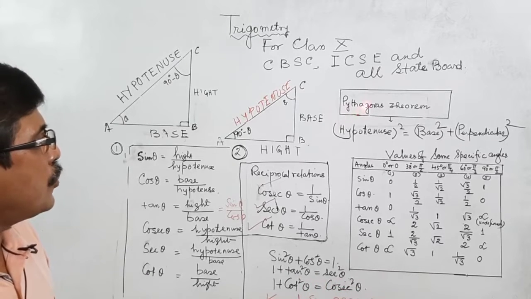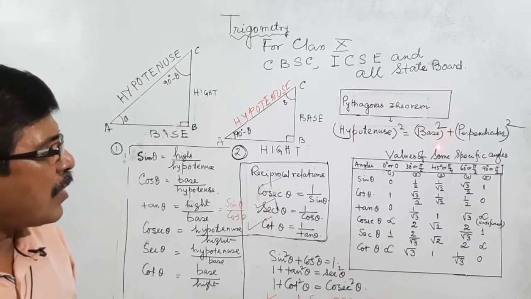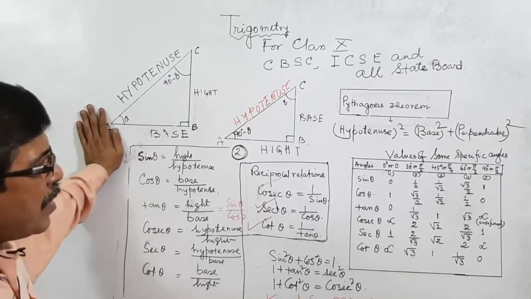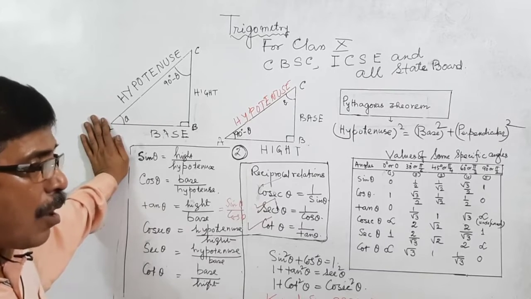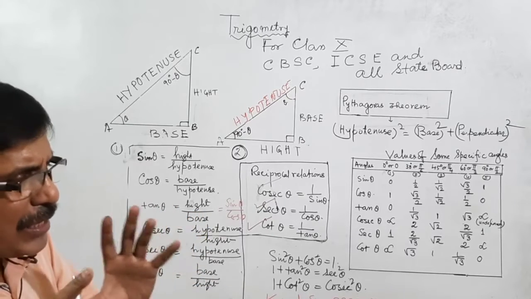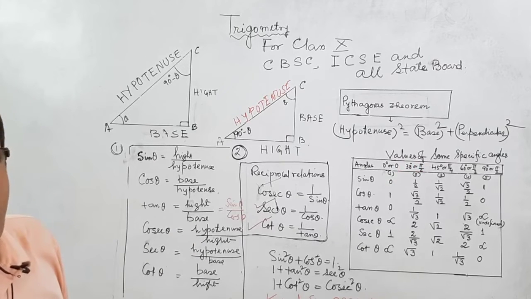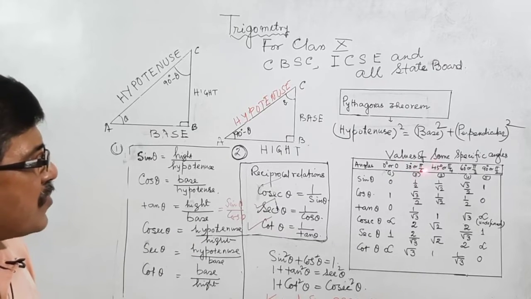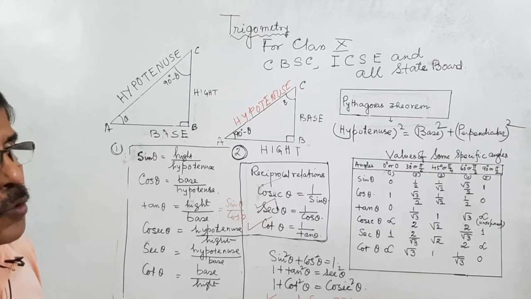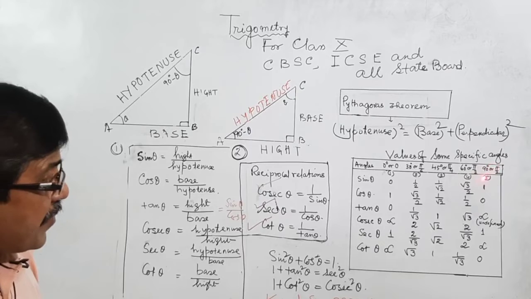At that time, we should take the help of the Pythagoras theorem: hypotenuse square equals base square plus perpendicular square. Some basic values of trigonometry: the specific values of the angles. We will consider only 0 degree, 30 degree, which means pi by 6, that means 180 by 6 equals 30 degree, 45 degree equals pi by 4, 60 degree equals pi by 3 and 90 degree equals pi by 2.